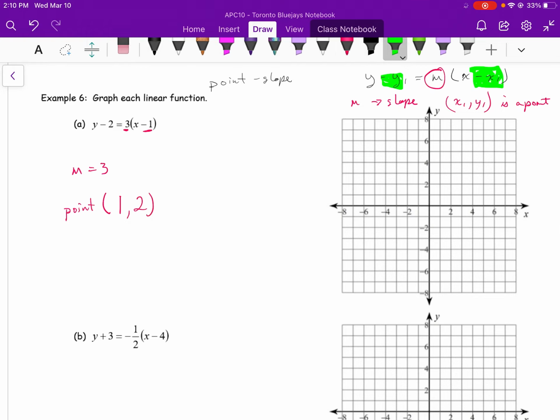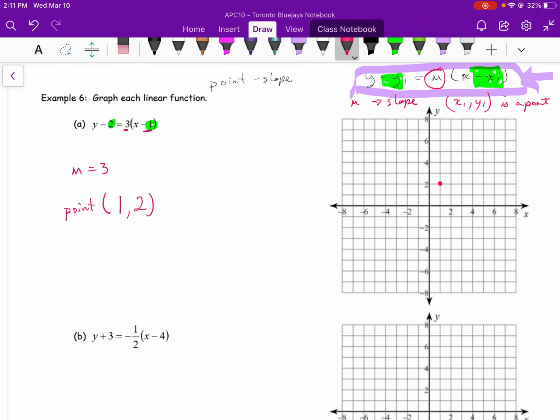I know what you're saying, that it is weird because it's the negative of what it appears, and you're absolutely right. It is the opposite of what you're going to think just because of the way this form is written. Regardless, I have a point 1, 2, right there. There's 1 point. And so there's a point on my line.